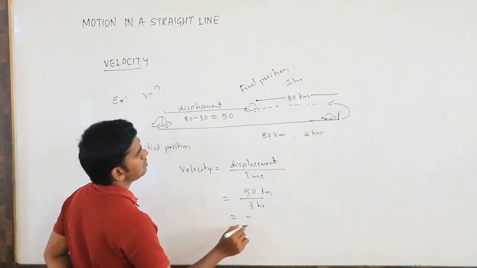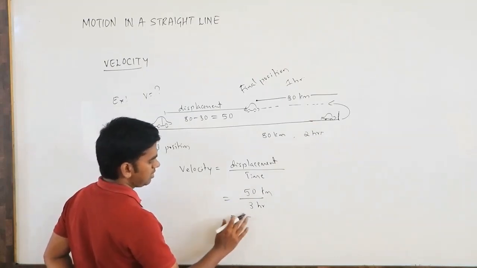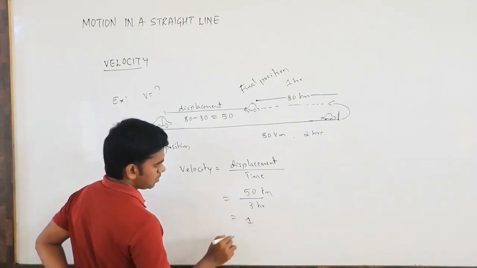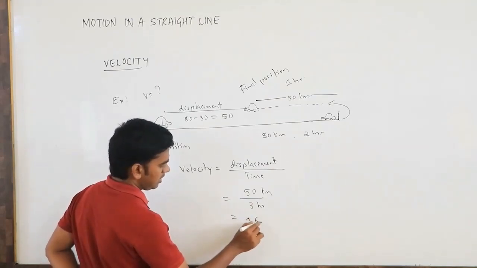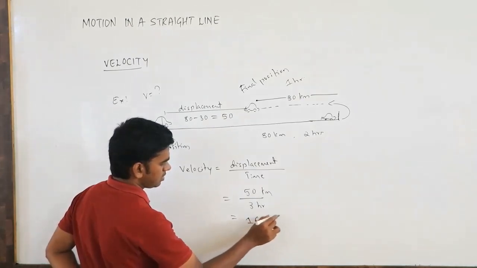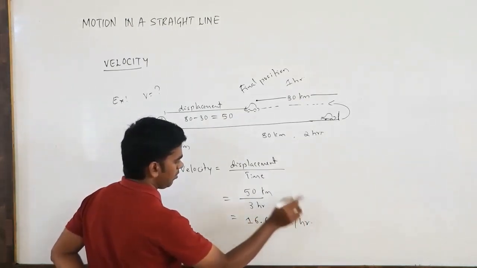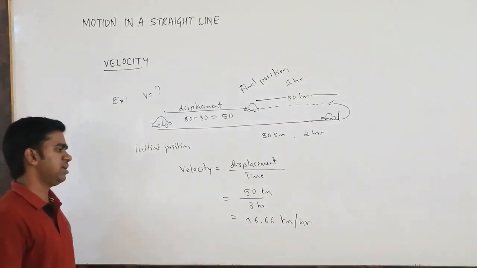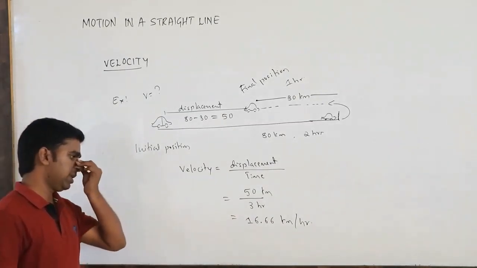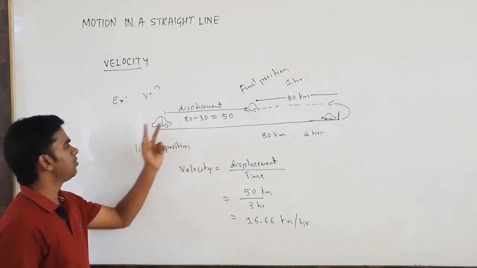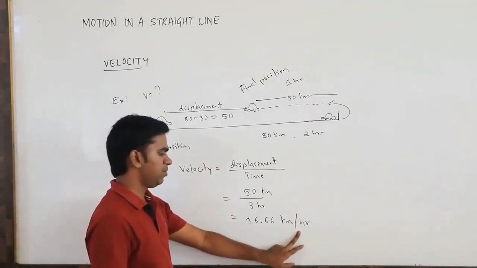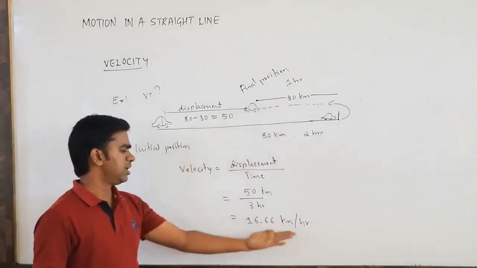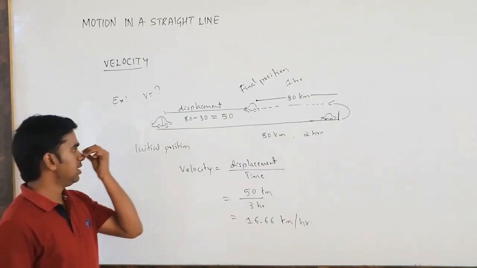So what we got is 50 divided by 3, which is 16.66 kilometer per hour. That is going to be your velocity. You can write kilometer per hour. As we know, if it is given in meter and second, you can write meter per second also. So this is it.